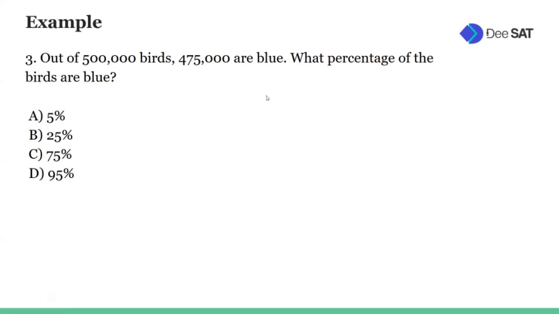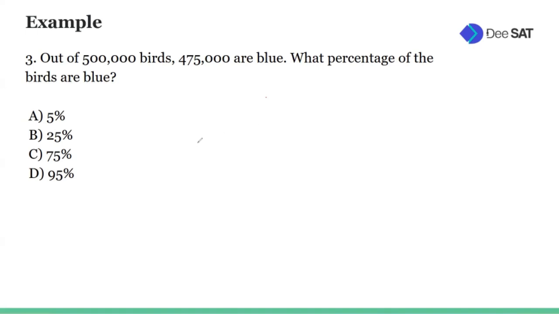Let's look at question number 3. It says out of 500,000 birds, 475,000 birds are blue. What percentage of the birds are blue? Are we going to use Desmos directly? Definitely a simple calculation can be done: 475,000 divided by 500,000 times 100. But we need to use Desmos directly. So let's say that P% of 500,000 birds is 475,000 birds.